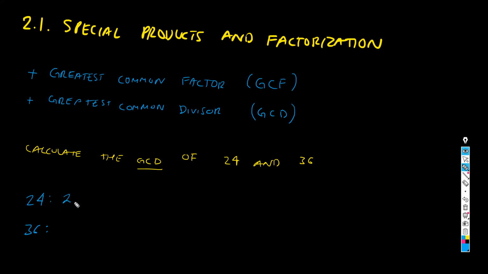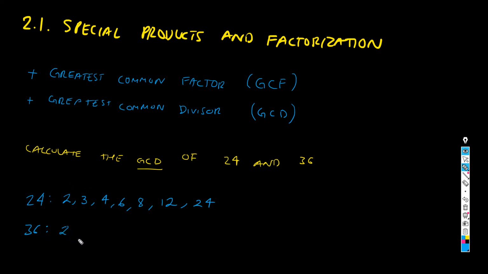2 is a divisor of 24, 3 is a divisor of 24, 4, 6, 8, and 12, right? Make sure that all of these numbers are divisors of 24. Oh, and by the way, also 24, quite clearly. All of these numbers divide 24. And let's do the same for 36.